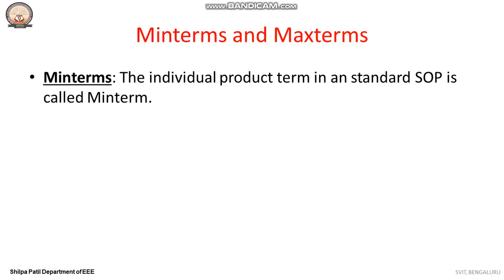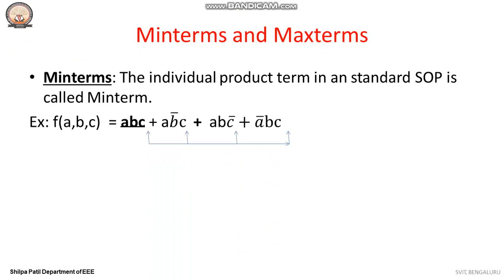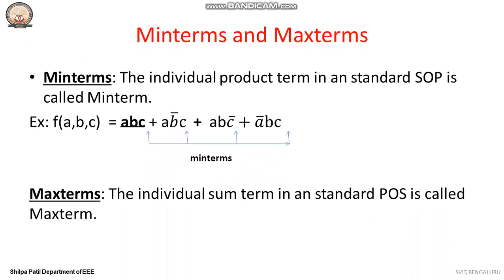So in a standard SOP, each individual product term we call a min term. For example, in f of ABC, each product term, such as ABC or A B bar C, we call a min term. And a max term is the individual sum term in a standard POS.